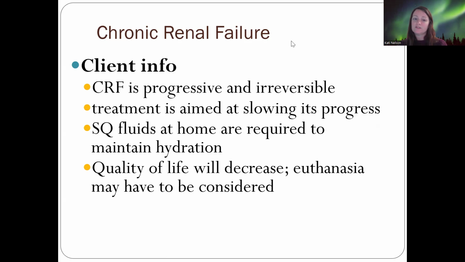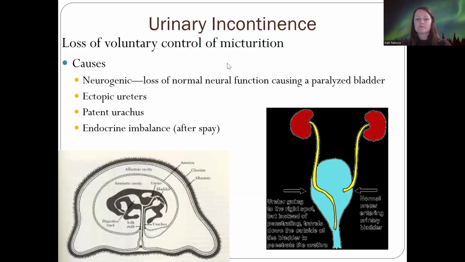All right, so we finished chronic renal failure. All right, so urinary incontinence. This is one of the last things that we cover. This is a different situation.